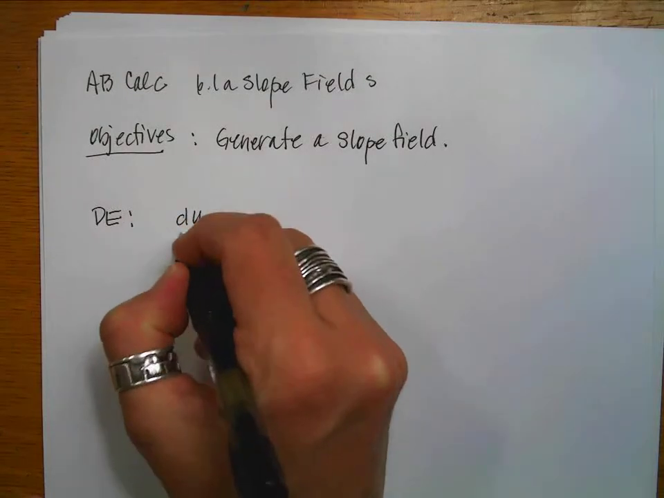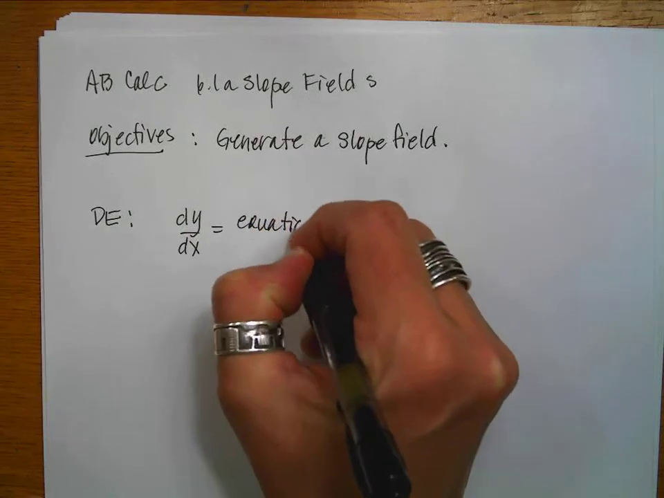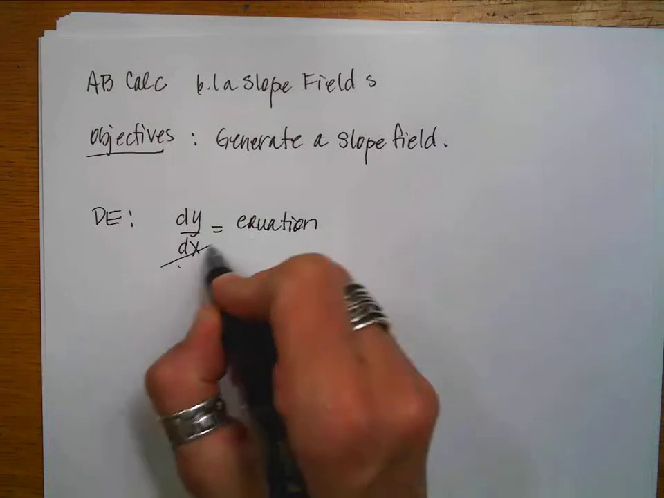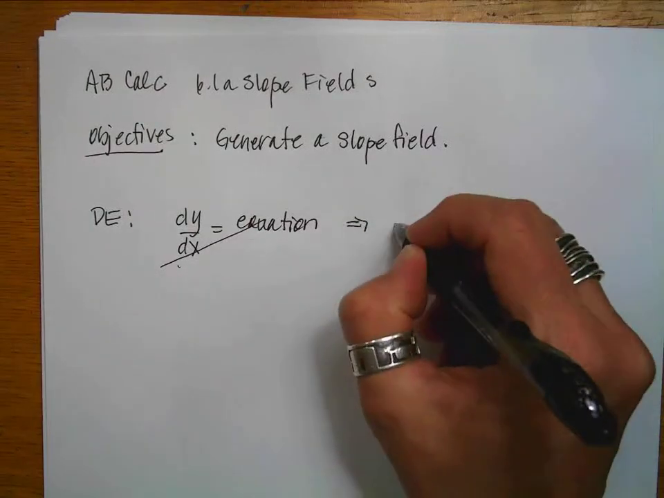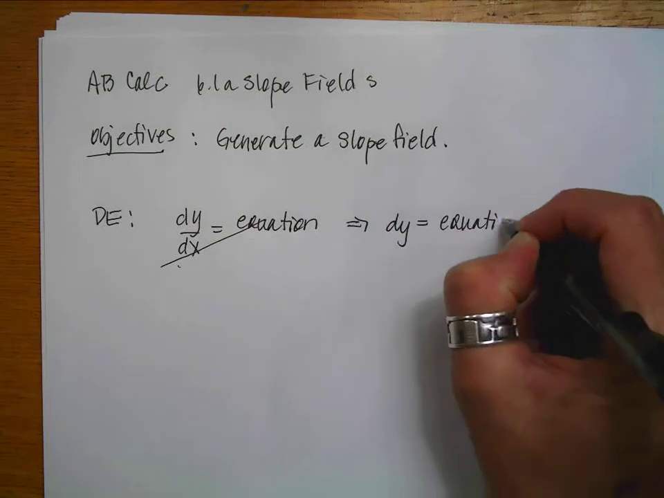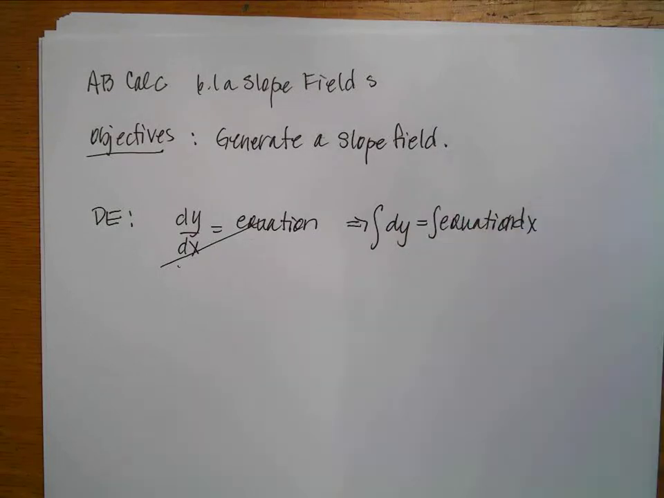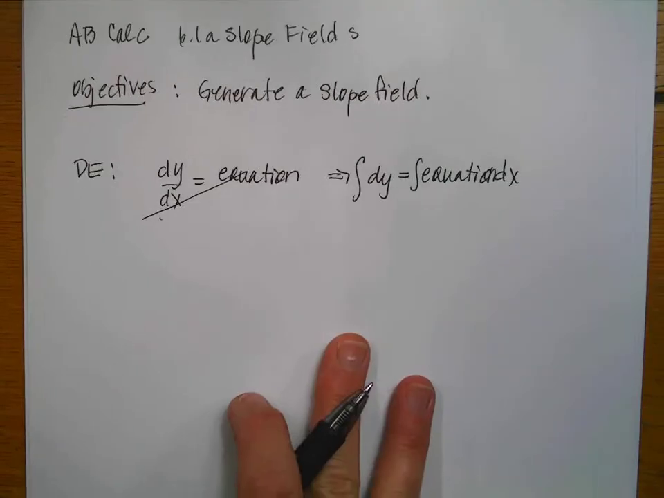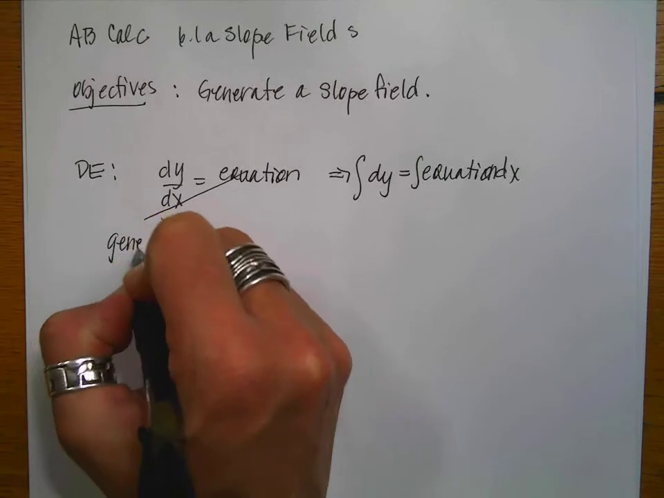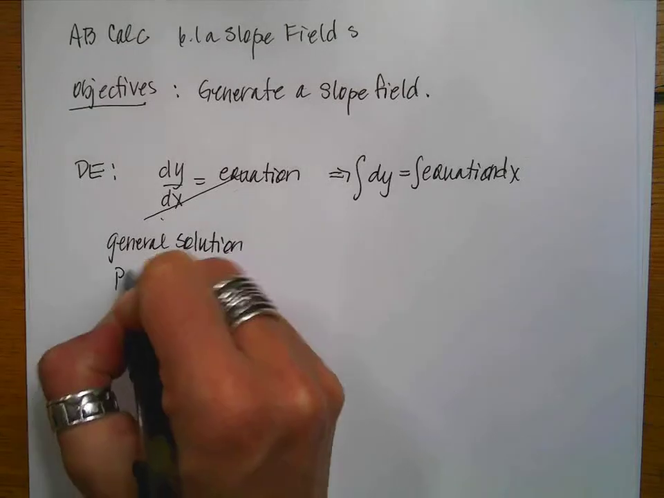So a differential equation might look like dy/dx equals some equation, potentially in terms of x and y. We're going to cross multiply and get dy is equal to our equation times dx, and then I integrate both sides. And the goal is to be able to find a solution for y. And we find either a general solution or we find a particular solution.